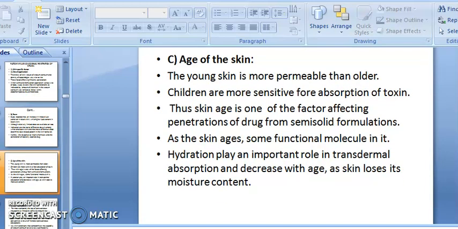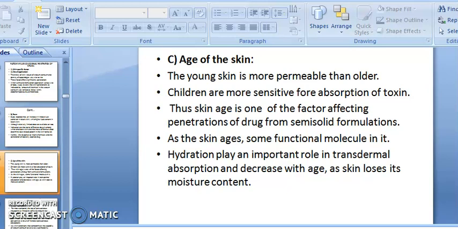Then, age of the skin. Young skin is more permeable than older skin. Young skin has more permeability as compared to older skin. Children are more sensitive to the absorption of toxins. Skin age is one of the factors affecting penetration of drug from semi-solid formulations.